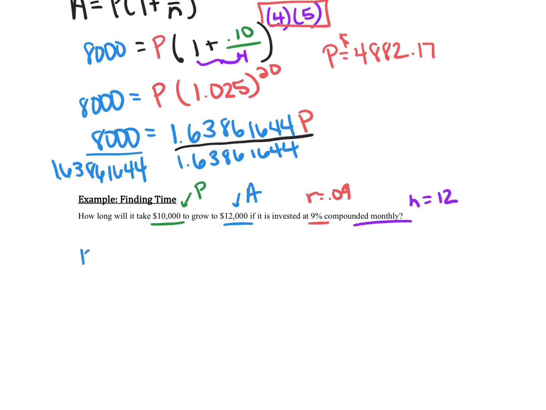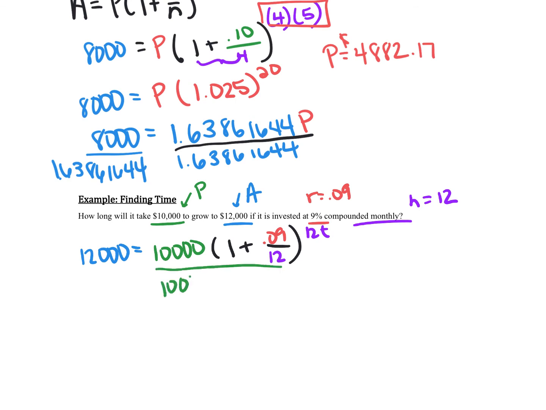So when I do this, I'm going to do 12,000 is equal to 10,000 times 1 plus R, which is 0.09, divided by N, which is 12, raised to the 12 times T. I don't know T this time, so this will be 12T. So when we solve this, anytime we're given the A and the P, we will always divide by P first. I'm going to divide both sides by 10,000 first.